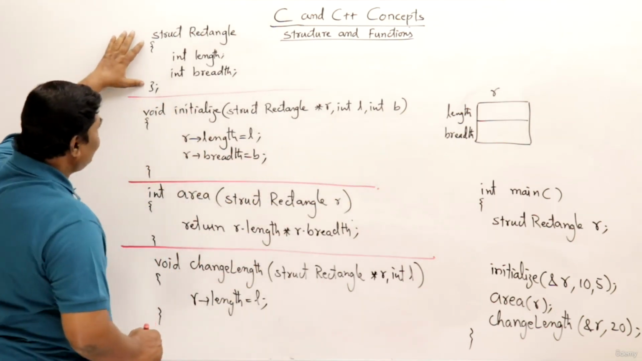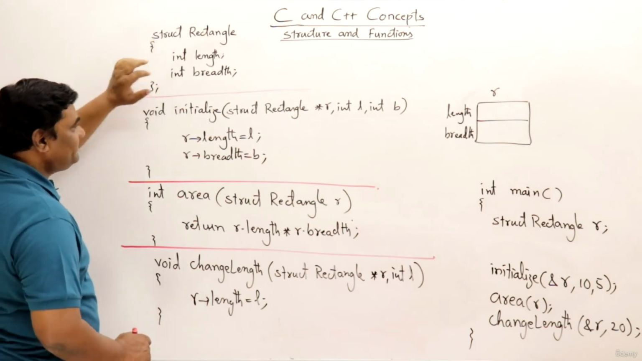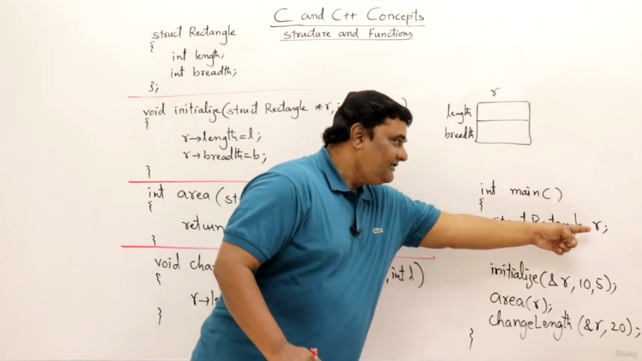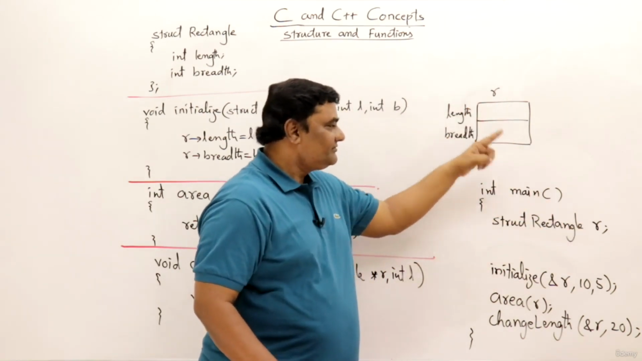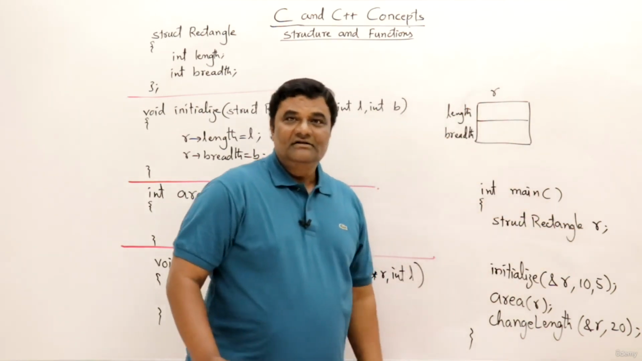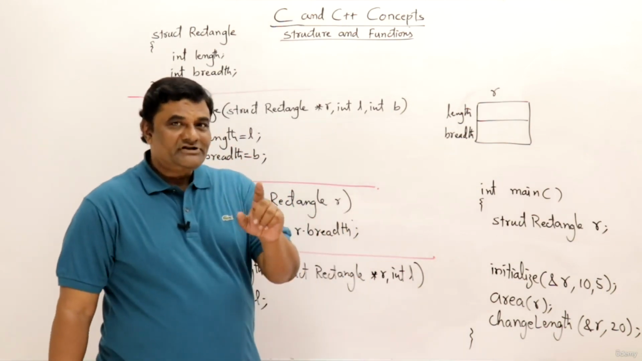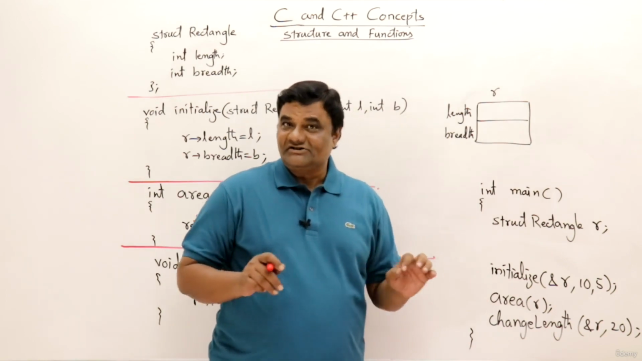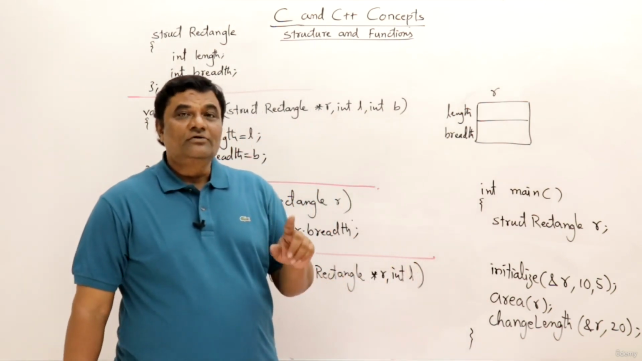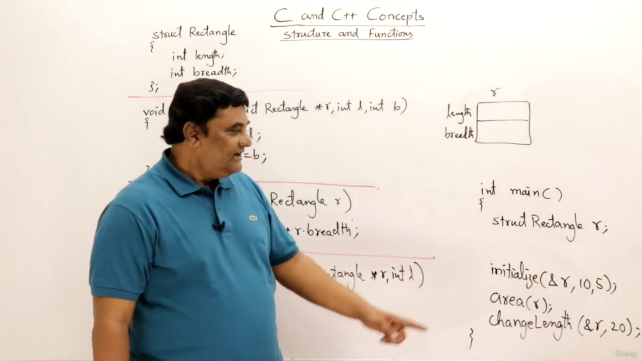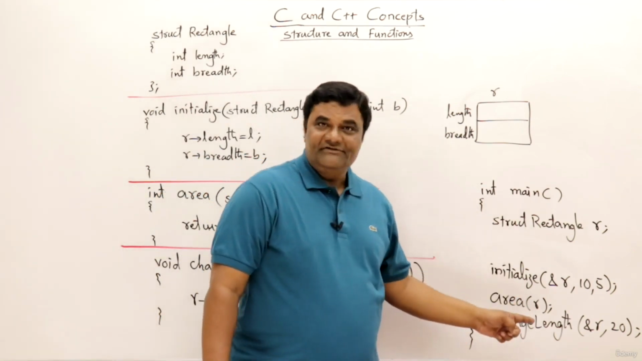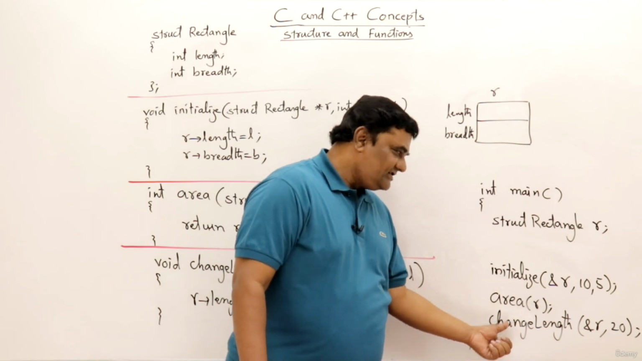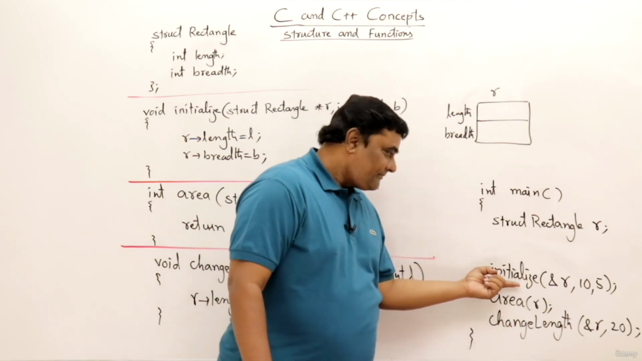See, I have a structure for rectangle, which we have already seen, having length and breadth. And this is the main function. Main function is having a variable of type rectangle. This belongs to main function, that is R. Then the most important thing to observe here is main function is not having any instructions of its own, but it's only calling functions. Yes, everything is done by calling functions. There is a function for initialize, there is a function for area and change length. Let us see the functions.